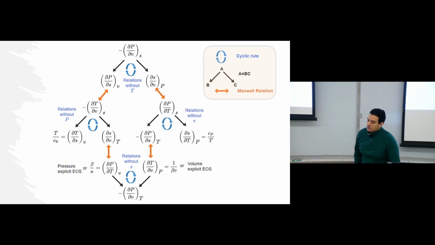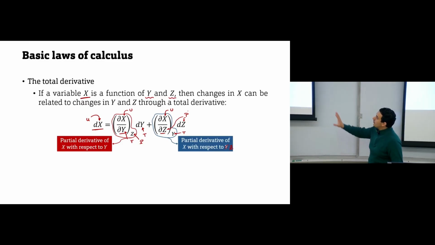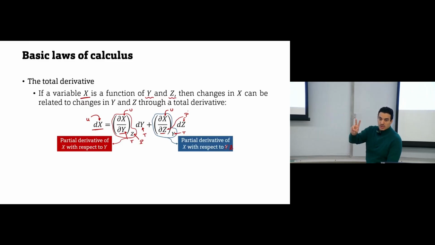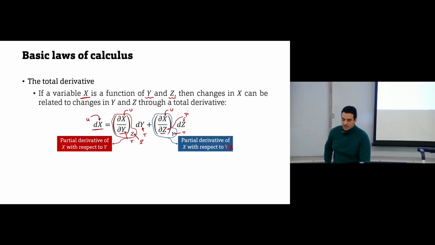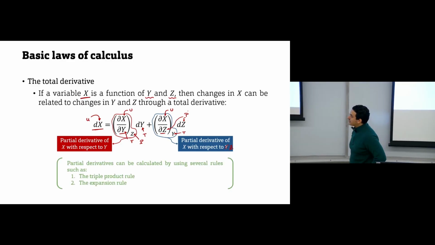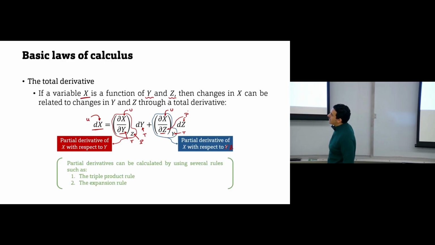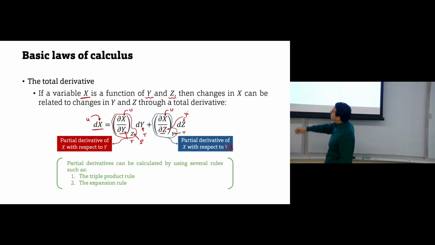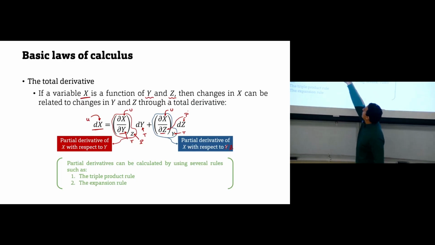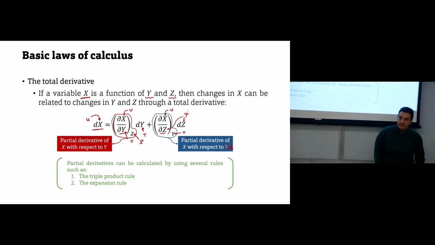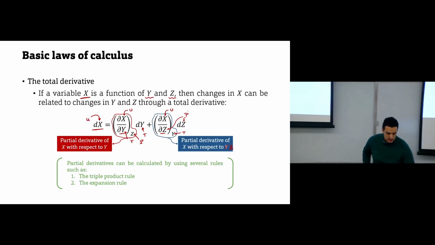Okay? So if we start with the total derivative and we need to remove this partial derivative, these are the two rules in calculus that we know. We have the triple product rule, we have the expansion rule. Any one of them you can use to remove this partial derivative or to remove this partial derivative. Okay. And what do these two rules say?